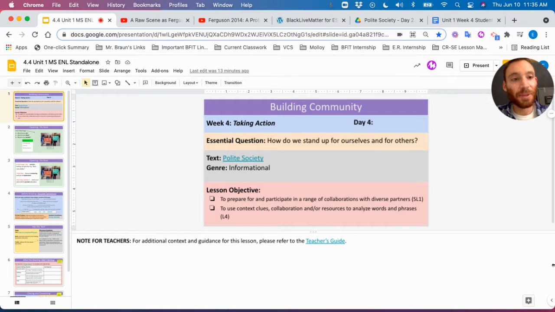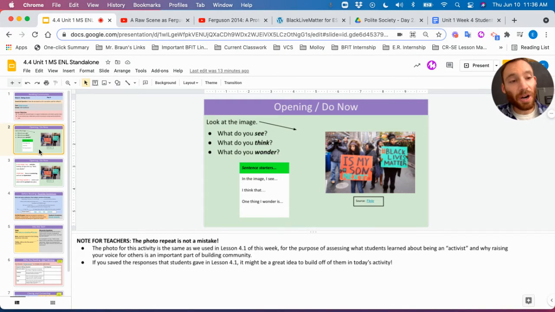Hi, everybody. Good morning. Today, we're going to be reading the second half of Katie Pearson's famous Facebook post, Polite Society. For our opening Do Now routine, we're going to be revisiting the image we saw on day one. We're going to be adding to our explanation of this image, hopefully using some of the new vocabulary that we learned this week. Words like activist, words like bystander, words like protest.